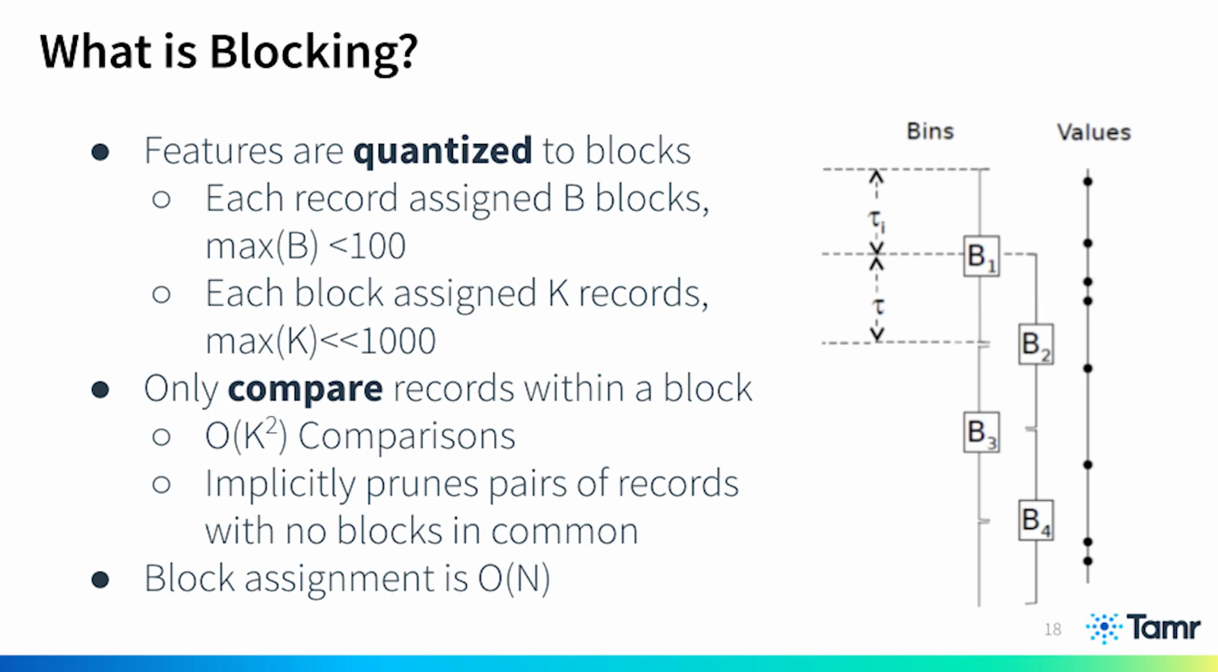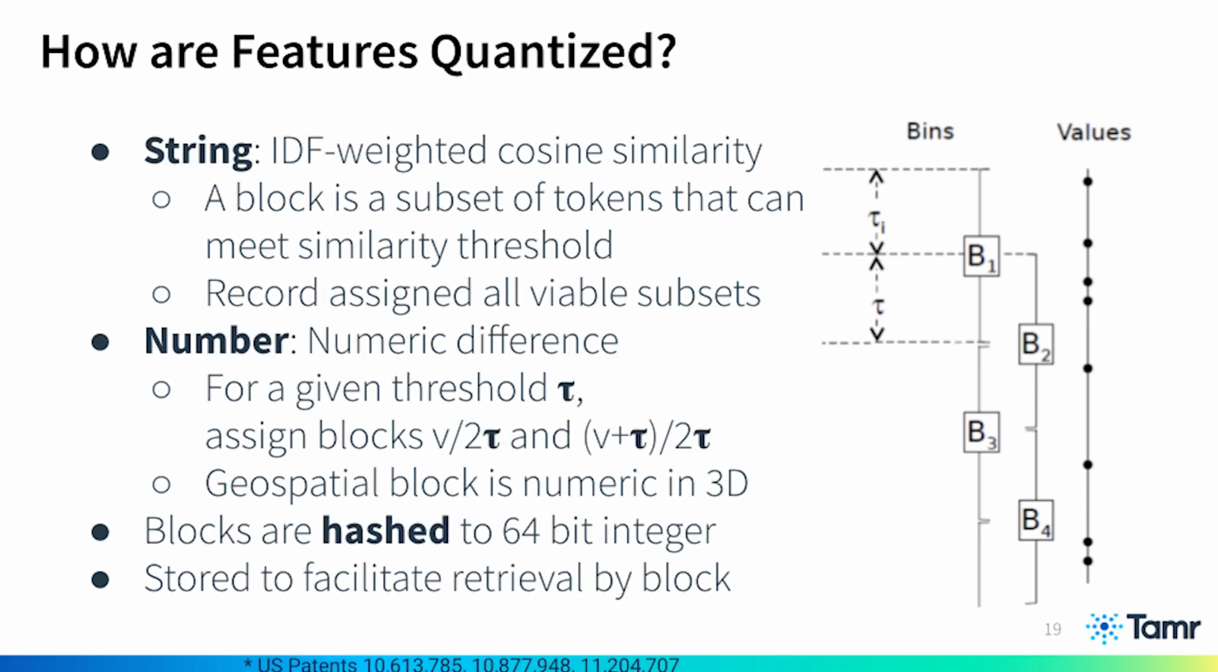This implicitly prunes all pairs of records that do not share a block. This is that enormous pruning power of blocking and is extremely useful. The other thing to note is that block assignment, that is computing all of the blocks on each record, is linear in the number of records. So how are features quantized?